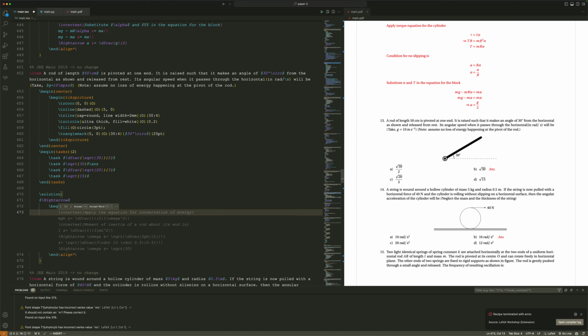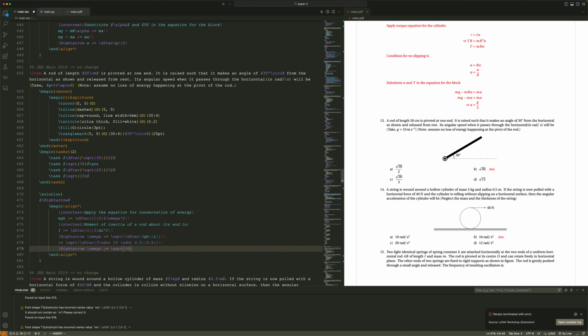As you know, no loss of energy is happening at the pivot point, so we can apply the conservation of mechanical energy. The rod is rotating, so potential energy will get converted into rotational kinetic energy. That's it.